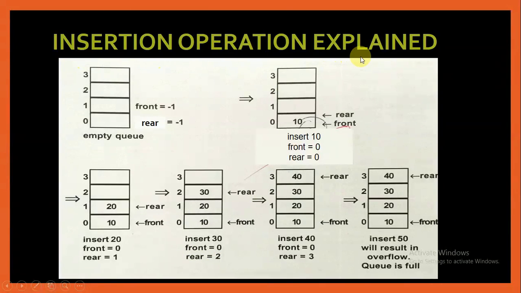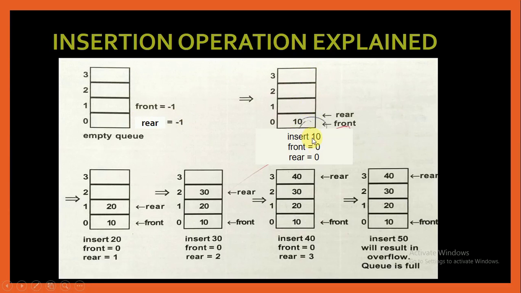Now let us diagrammatically explain this insertion operation again so that it becomes more clear. Now let us consider this as an empty queue in which there are 4 elements 0, 1, 2, 3. This is a queue as an array with index number 0 to 3. In the beginning, both front and rear are initialized by value -1 because there is no element in the queue. So when front is -1 and rear is -1, this indicates that my queue is empty.